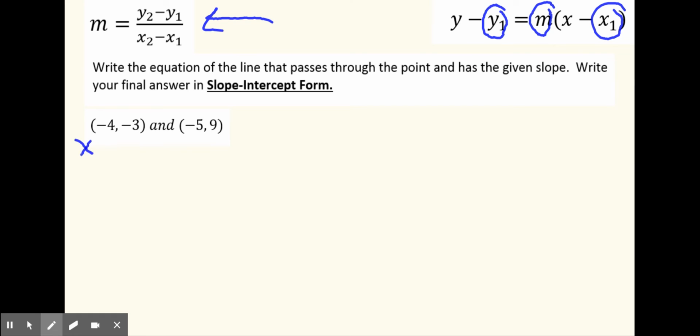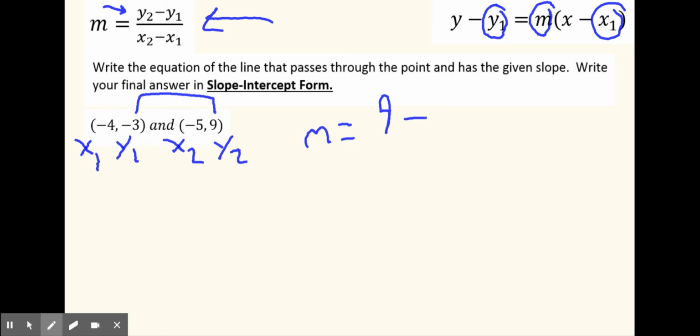So let's first label x1, y1, x2, y2. Thus, we can just follow this formula out. Just subtract the y values. So m is equal to 9. It's a little strange. 9 minus a minus 3. So we have actually 2 negatives in a row, divided by our x2, which is -5, minus a minus 4.